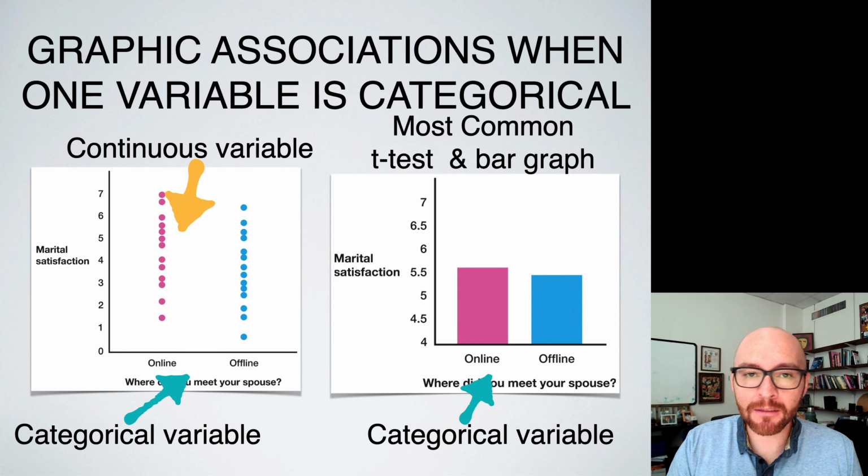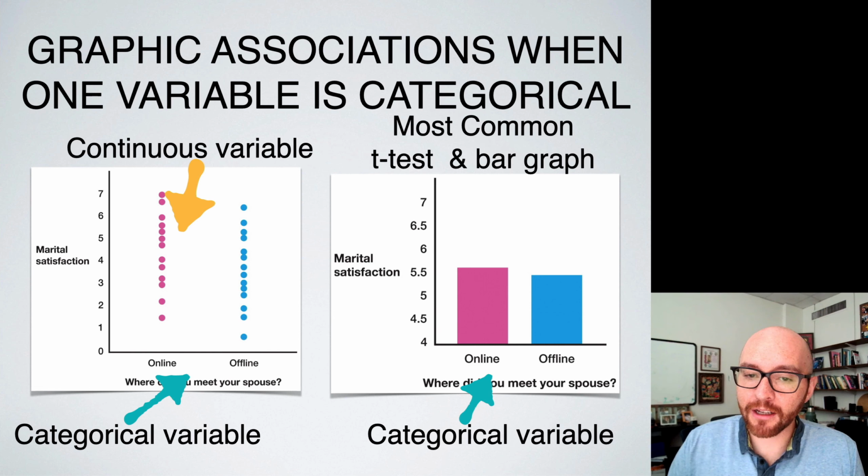Instead, the recommendation for when you have one categorical variable is to use a bar graph. So keep that in mind. That's key. That's very important. When you have a bivariate correlation and one variable is categorical, you should use a bar graph to graph it, and a t-test. When you have two variables and one's categorical.